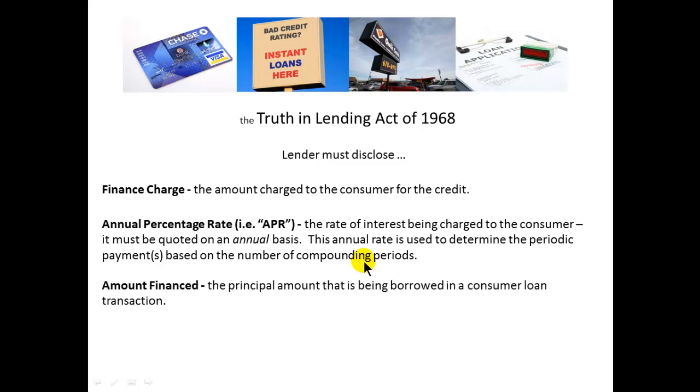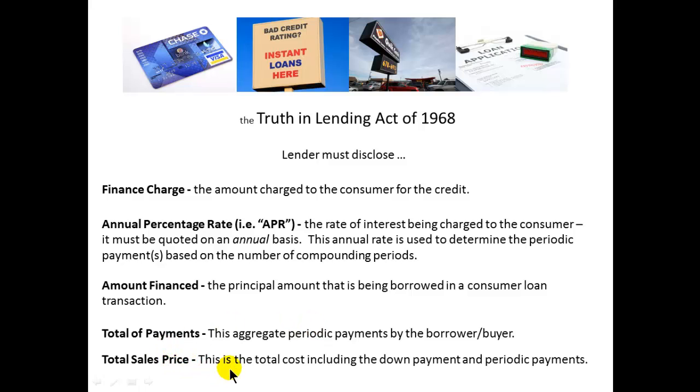The amount financed, remember back on the timeline illustration, that's the value of that car, whatever it is you're buying it for. So how much are you actually borrowing in this transaction? Another thing you have to do is tally up the total number of payments. Back in our illustration, it was that monthly payment times 60 months, and so that was like $43,000 and change. So you must disclose what that aggregate amount is. And then, of course, the total sales price. This is the cost that you're financing, which would include the down payment and the periodic payments. So that's the grand total.